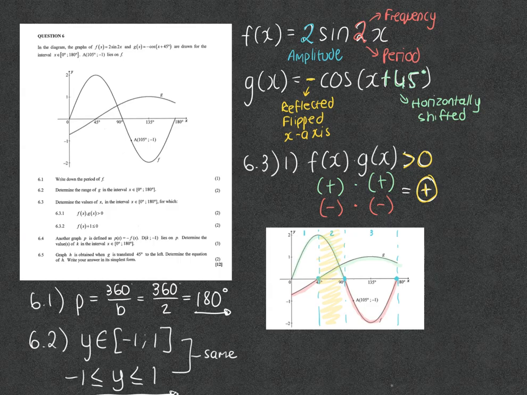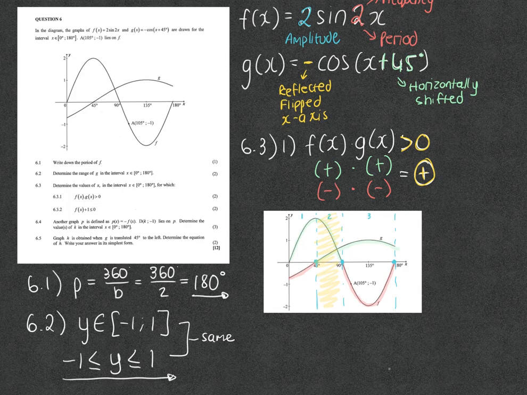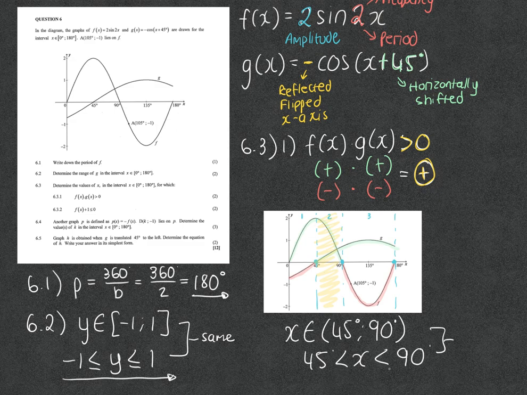So your two questions, set builder notation and interval notation, would be x is an element of circle bracket or soft bracket because it can't equal 90. Or you could have said 45 less than x less than 90. Either or. Okay, and those are your answers for 6.3.1.